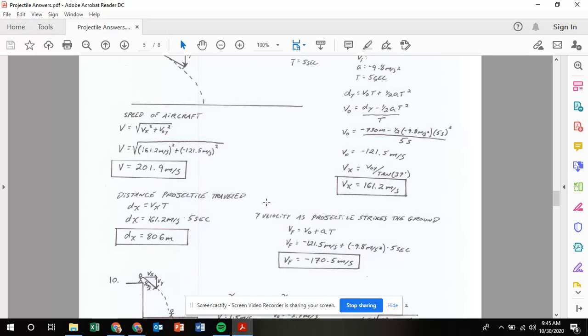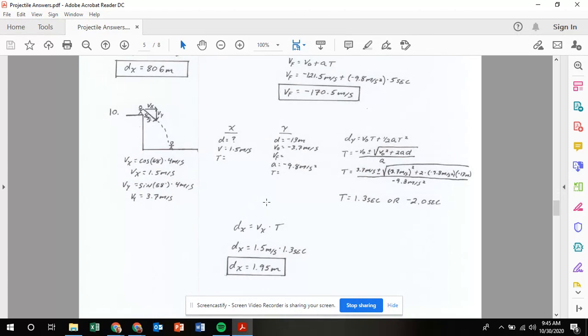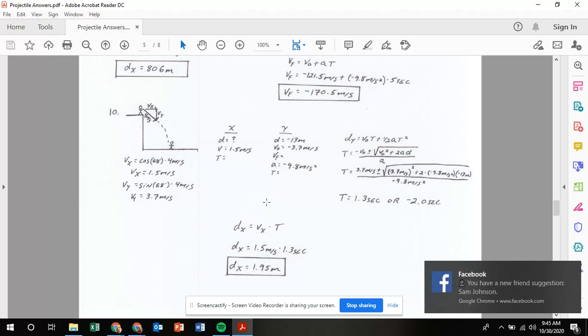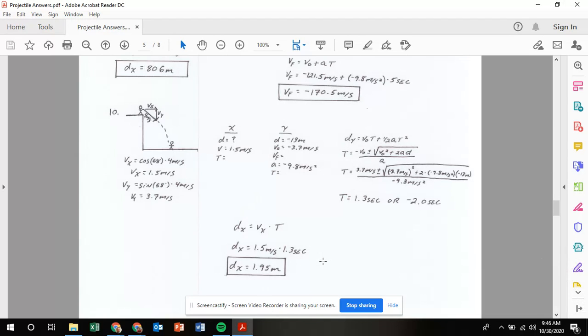Moving on to number 10, there's a construction site, and there's a worker on the 3rd floor that's going to be tossing some tools to another worker on the ground 13 meters below. Assuming that the worker throws the tools with an initial velocity of 4 meters per second at an angle of 68 degrees below the horizontal, how far from the base of the building do the tools land?